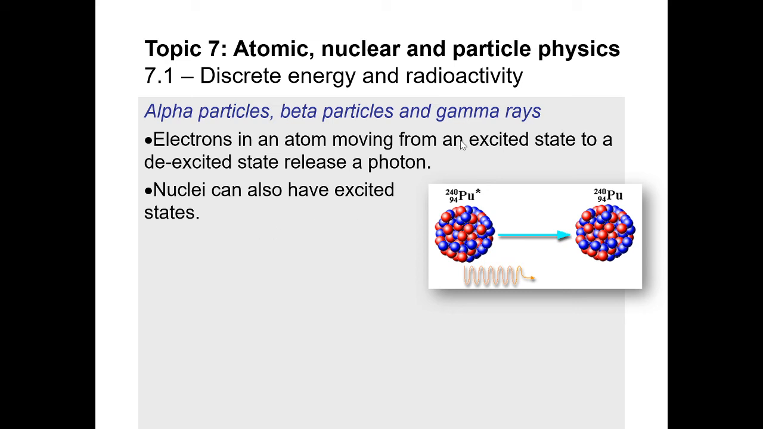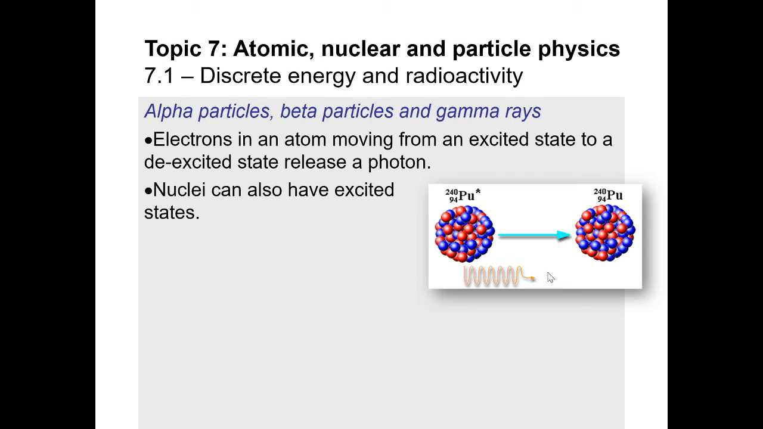Okay, so here we have plutonium-240. It has atomic number 94. Notice that on the left of this picture there is an asterisk next to its symbol, and on the right there is no asterisk. The asterisk, or this little star symbol, means that this is the higher energy form. And because it's unstable, in order to become stable, it gives off energy in the form of gamma radiation.